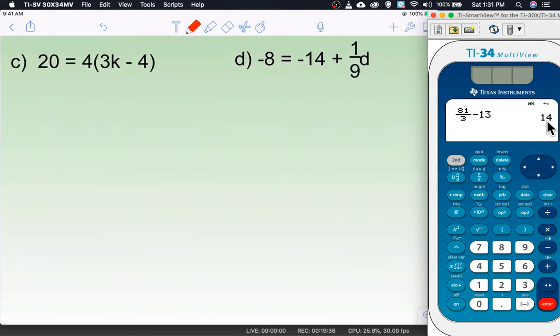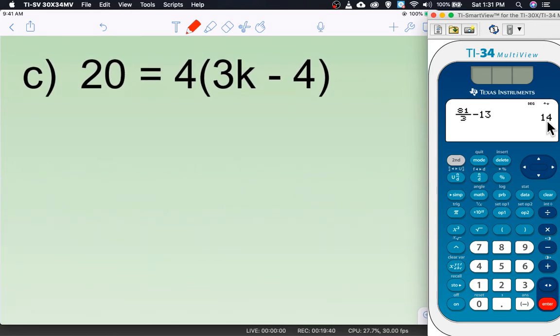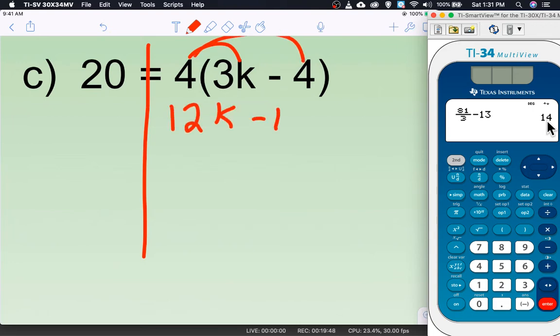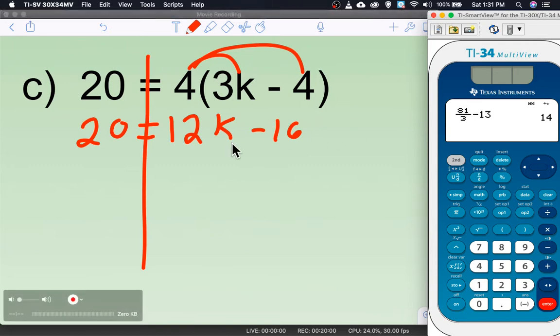Two more for me. So letter C here, let's see. I have parentheses. I am going to distribute. That gives me a 12k. That gives me a minus 16. And on the left-hand side, I just have a 20. Parentheses gone. Check. Combine like terms. There's nothing to combine. I can't combine a k and a no k. Those cannot be combined.